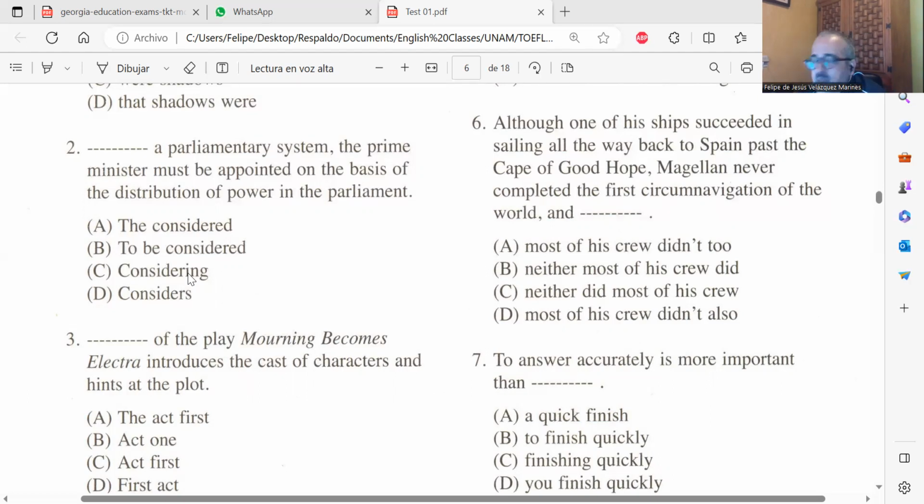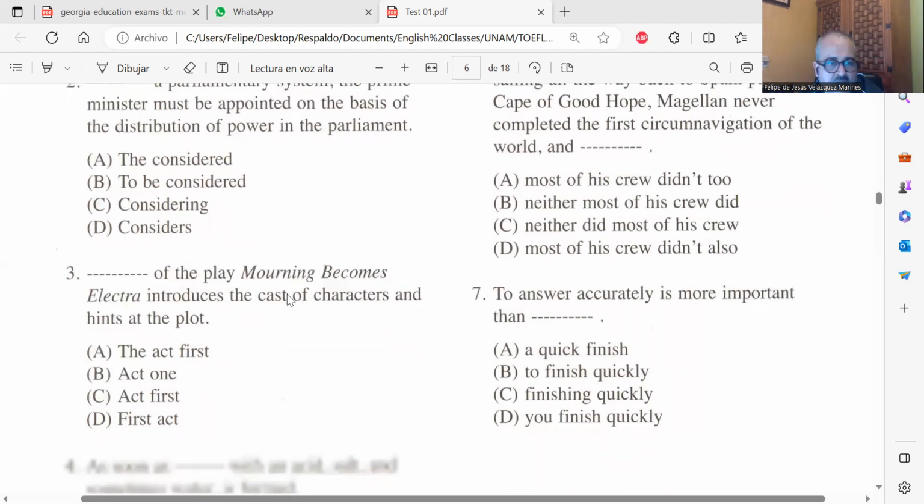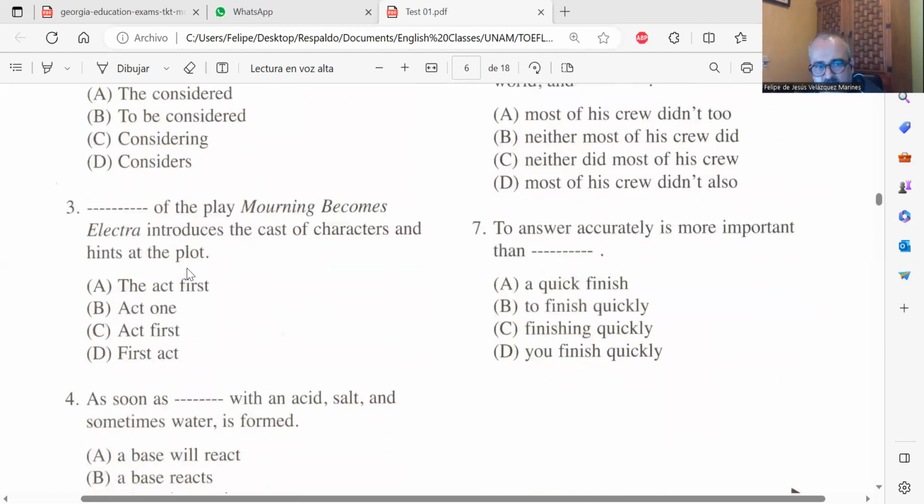B. Why? Because one of the purposes of infinitives is to express purpose. In other words, infinitives answer the question why. So if I start reading from here, I say the prime minister must be appointed on the basis of the distribution of power in the parliament. Why? To be considered a parliamentary system. Yes. Okay.